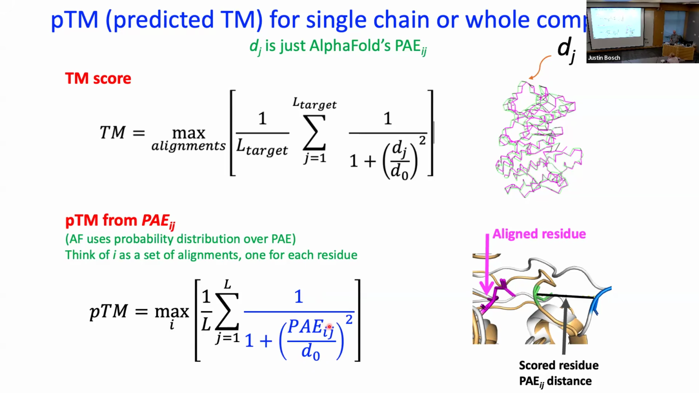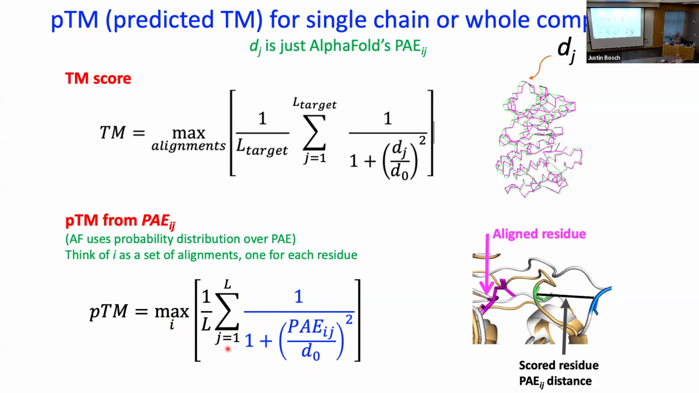So that's why it's PAE, I, residue J, squared, and then the D0. Again, that's aligned residue, scored residue. This max I is the aligned residue. The J here, J equals 1 to L, is the scored residue, and I just take the average. I know that's a little complicated.